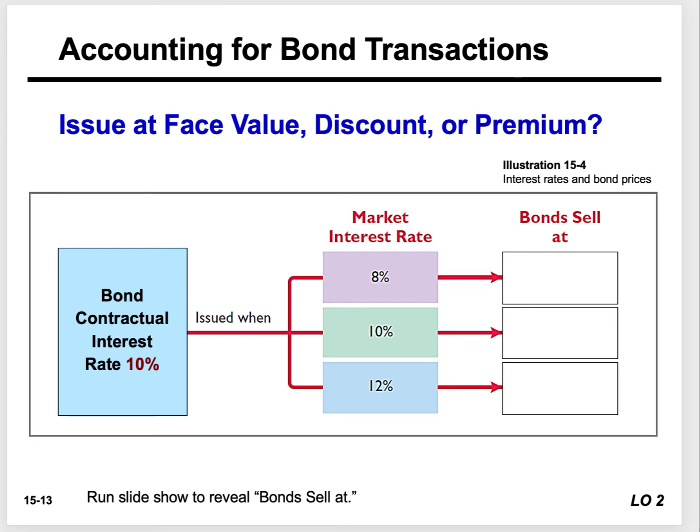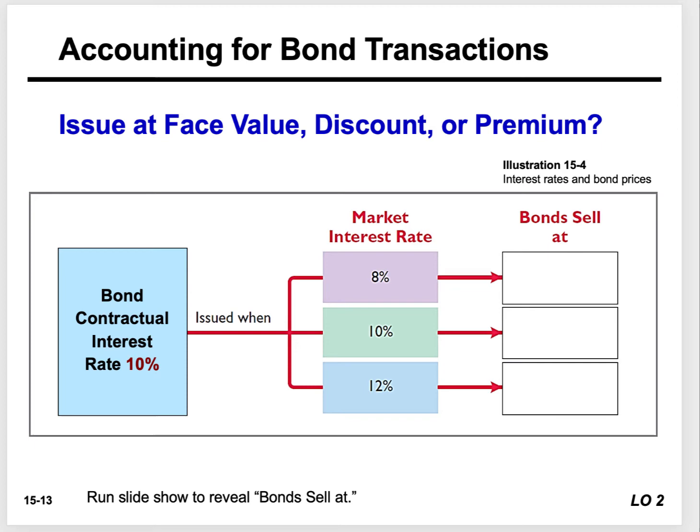Now, how do we determine if it's a discount, a premium, or if we issue it at face amount? The key is to compare the bond contractual interest rate, or the stated rate. I'm going to pay you 10%. It's stated. You're going to get 10% for giving me $1,000. We need to compare that rate with the market interest rate.